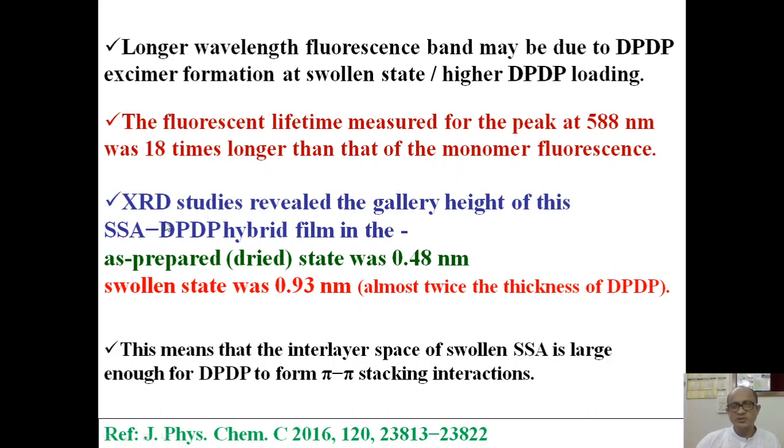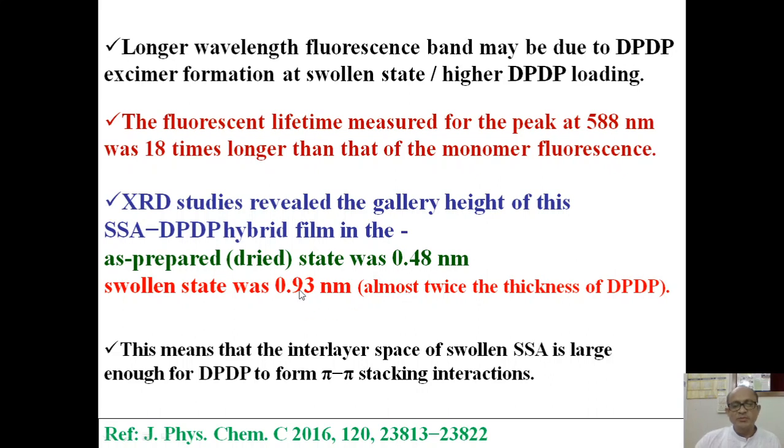An excimer is normally a stacking of more than one molecule, one in the ground state and the other an excited state molecule, so it's some kind of aggregate. To confirm further, we also studied XRD, and here we see the gallery height, or spacing between the layer sheets, becomes double in the swollen state. You see in the dry or as-prepared state it is 0.48 nanometer, and in the swollen state 0.93, almost double.